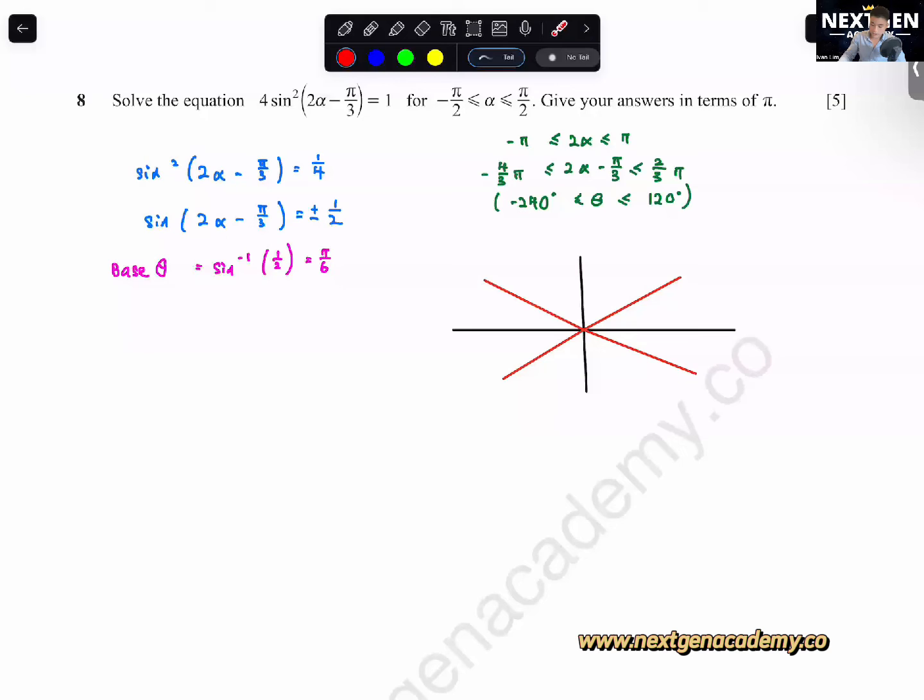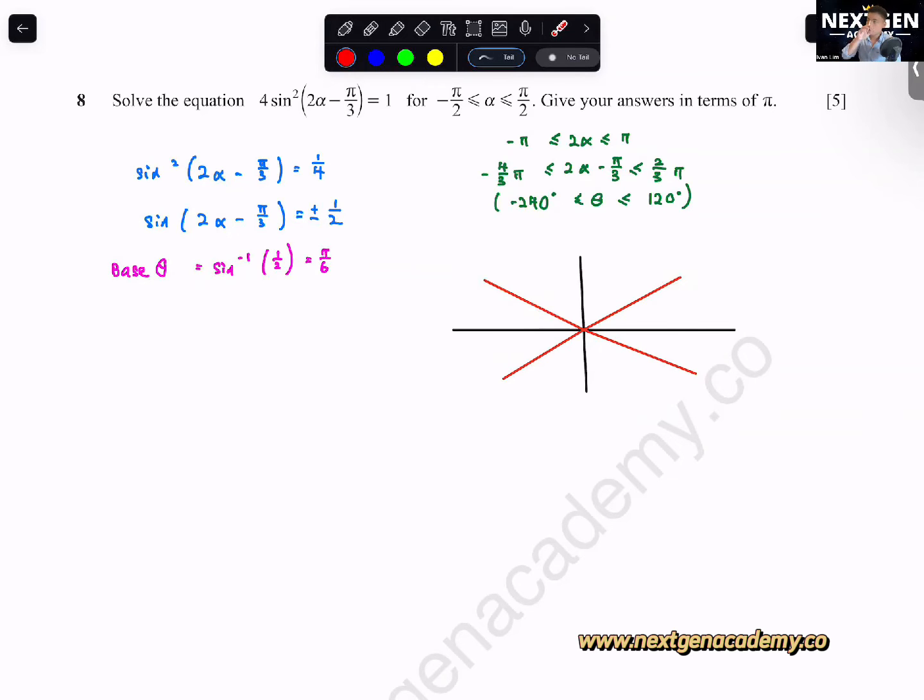Okay, so how to interpret the values over here? Meaning, when I solve for this angle 2 alpha minus pi over 3, I only want from negative 240. So where is negative 240? Here's negative 180, probably until here. Until here, 60 degrees, then until 120 degrees. So until here. Understand how this works?